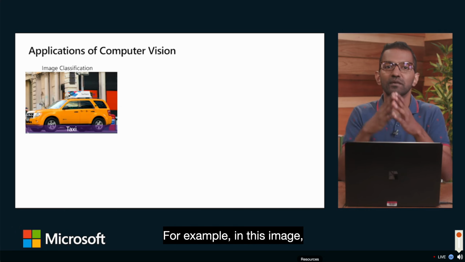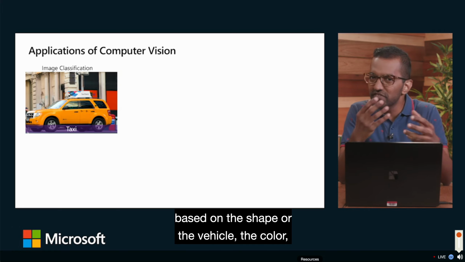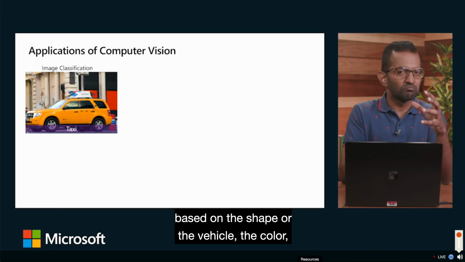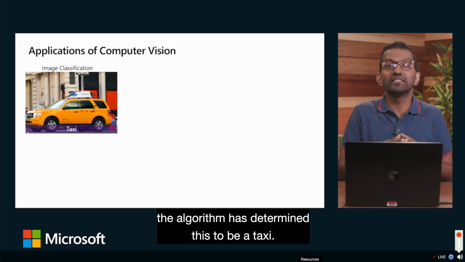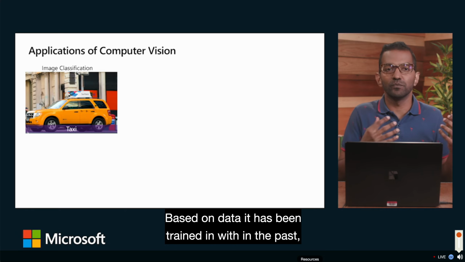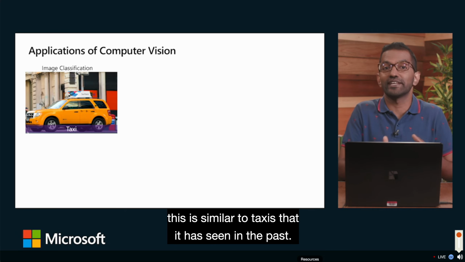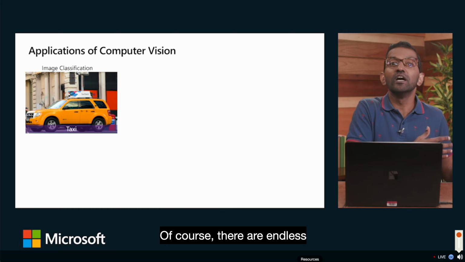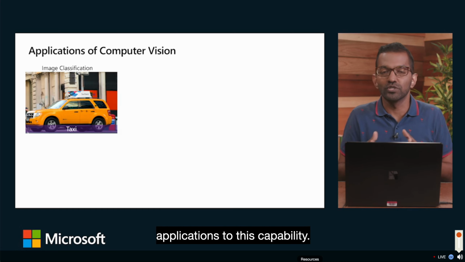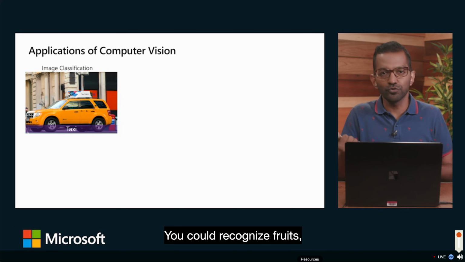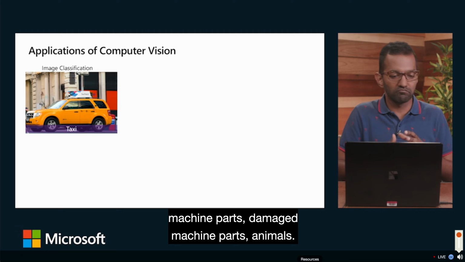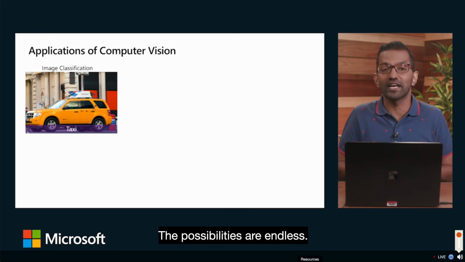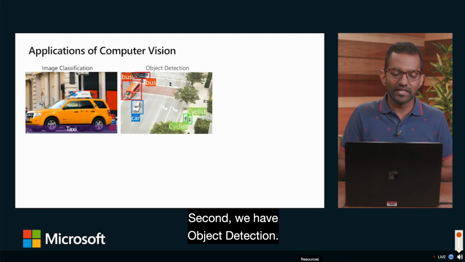For example, in this image, based on the shape of the vehicle, the color, perhaps the advertisement on top of the vehicle, the algorithm has determined this to be a taxi. Based on data it has been trained with in the past, this is similar to taxis that it has seen in the past. Of course, there are endless applications to this capability. You could recognize fruits, machine parts, damaged machine parts, animals. The possibilities are endless.